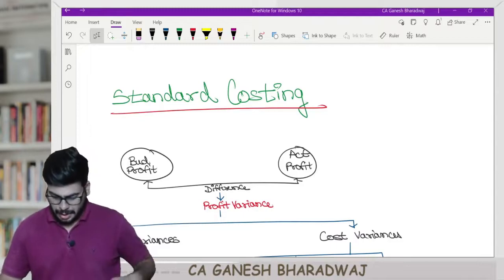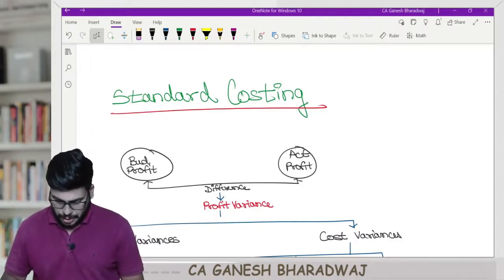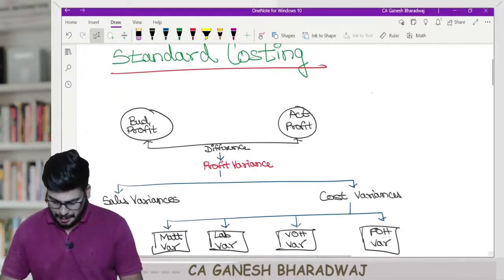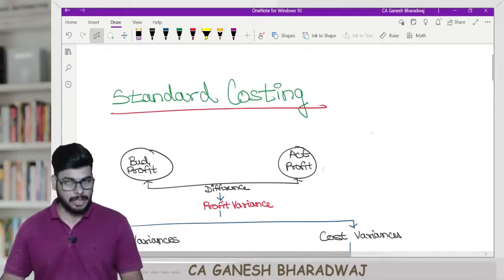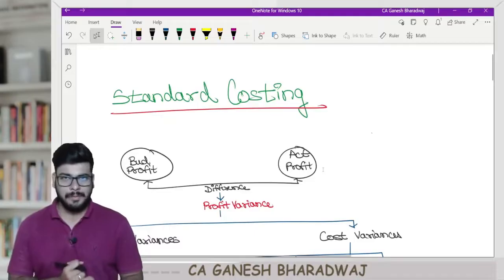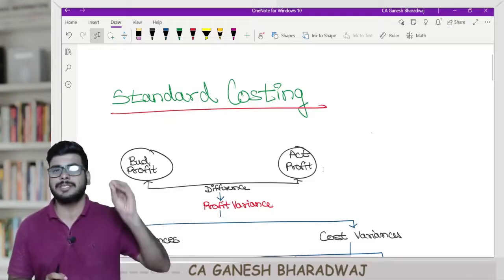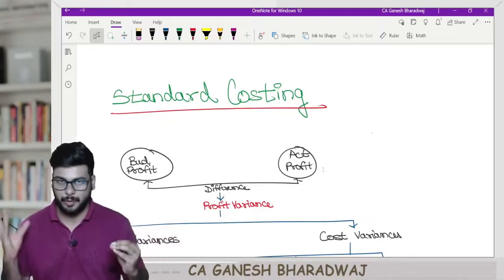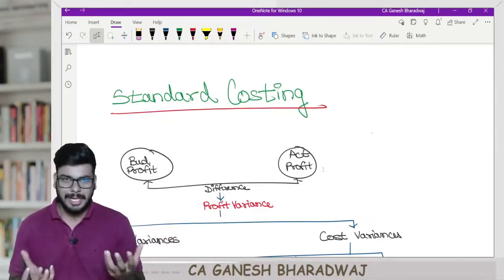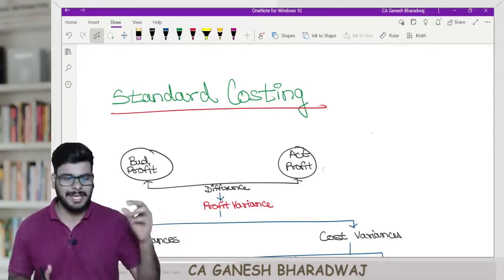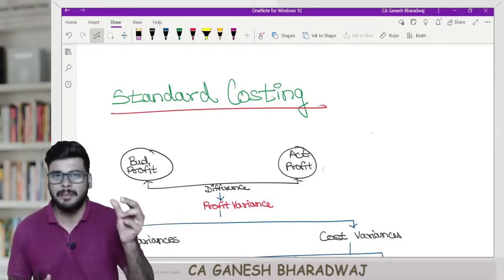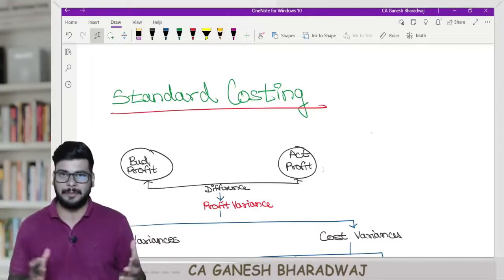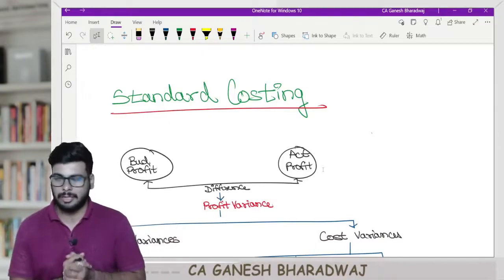Before we move into the revision of standard costing, let me tell you a few things about this chapter. Number one, this chapter, standard costing, is a common chapter between Paper 8 Cost Accounting and Paper 12 Management Accounting. But syllabus-wise, in cost accounting there is only a very limited portion of this chapter, whereas in management accounting, the entire chapter, all the concepts involved in standard costing, is there.